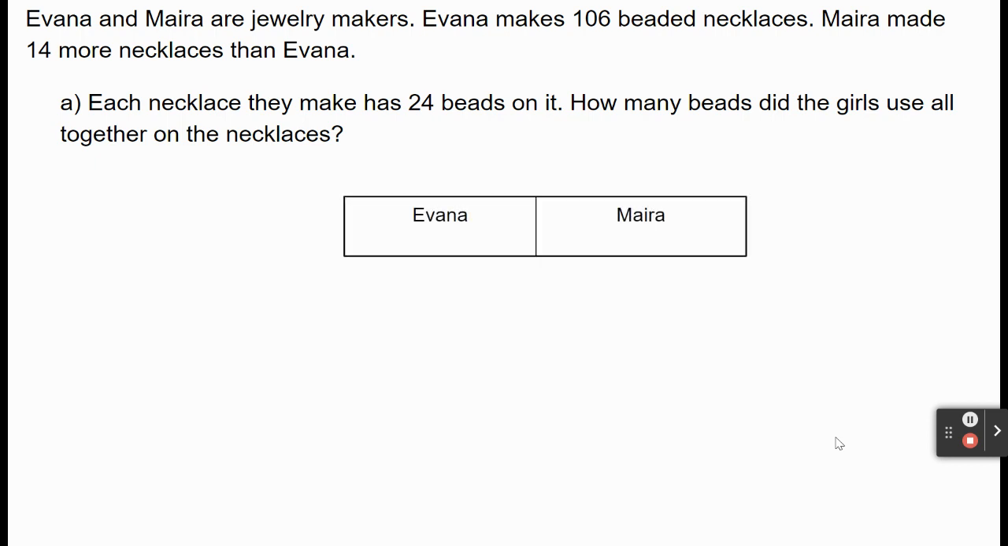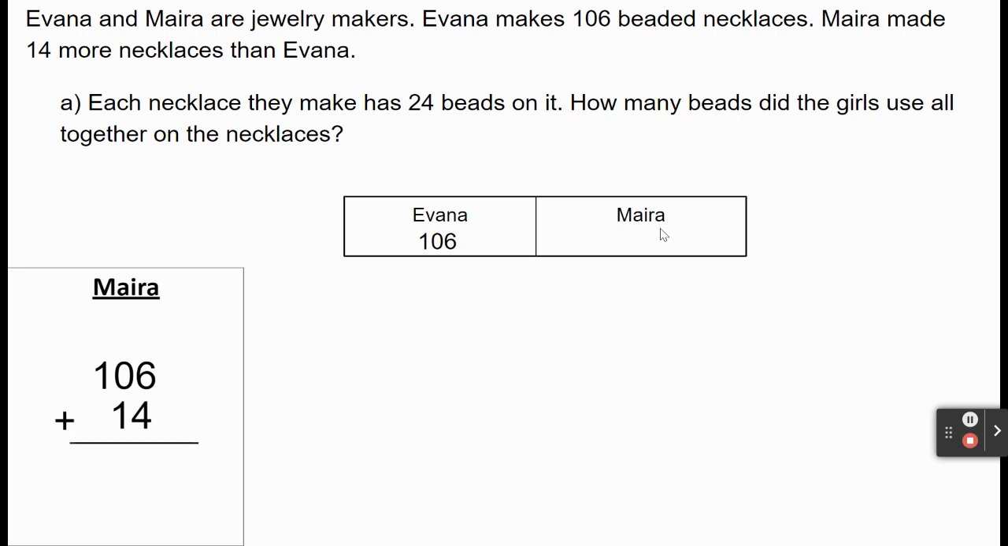So here's our tape diagram. Ivana is making some necklaces and Myra is making some more. We know from the word problem that Ivana made 106 necklaces. Myra made 14 more, so we need to figure out how many necklaces Myra made. We're going to add 106 plus 14 to find out the total amount of necklaces that Myra makes. In the ones place, 6 plus 4 is 10.